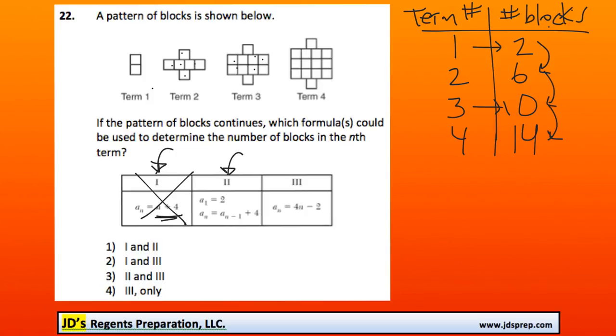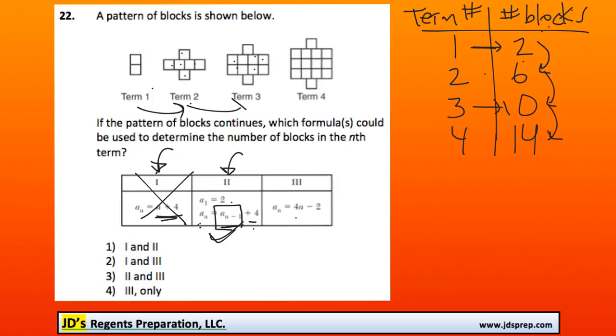Now let's take a look at option number 2. It says that a1 is equal to 2, and we know that's true. The first term does have 2 blocks. And then it says a of n is equal to a of n minus 1 plus 4, meaning each term, the number of blocks, is the amount in the previous term plus 4. And that's correct, because as we can see, even just looking at the drawing, each term is getting 4 more blocks than the one before it. So that one is correct.